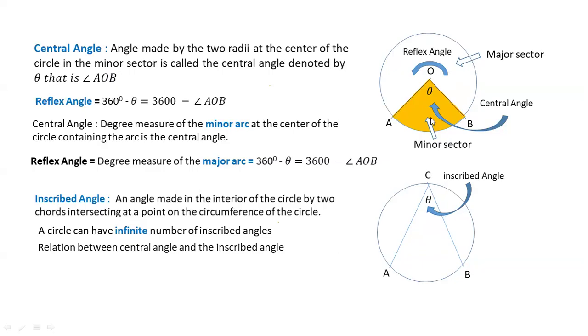Now you know an arc is there. You can make a central angle: join the endpoints of this arc to the center. You get a central angle. So what is the relation between these two, the central angle and the inscribed angle?